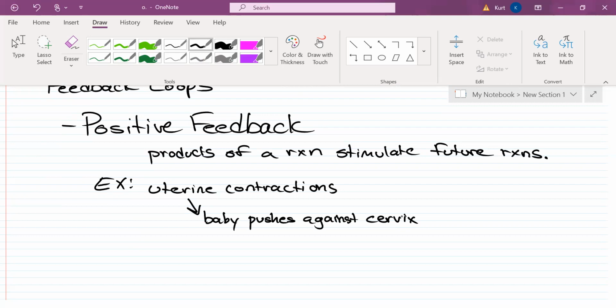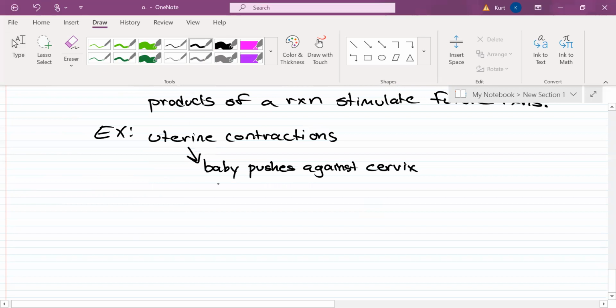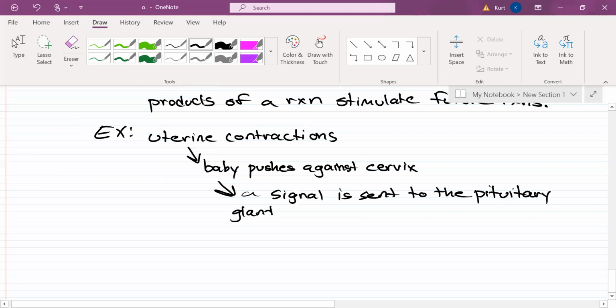So the baby pushes against the cervix. Now, here's where it gets a little intricate. A signal is sent to the pituitary gland, which is in your brain, to secrete the hormone oxytocin.